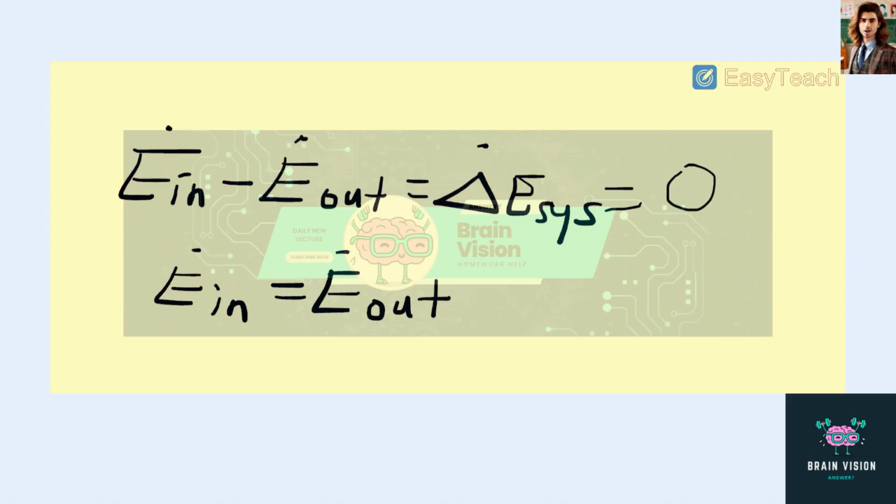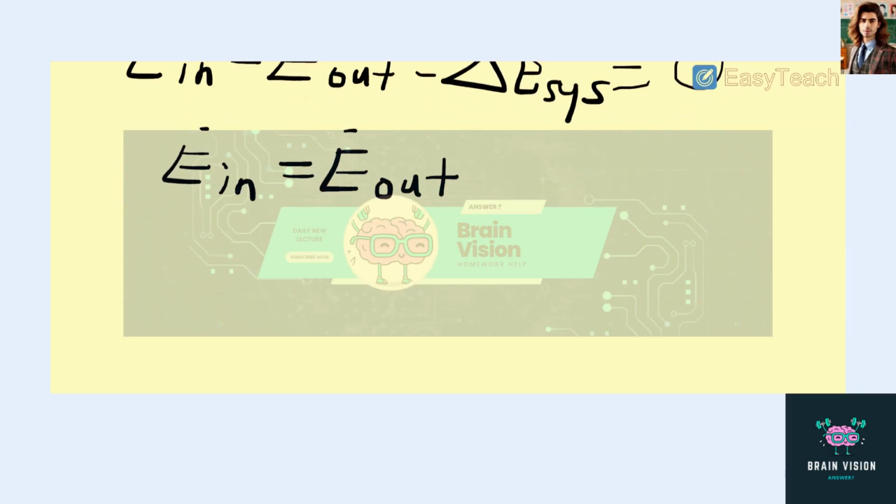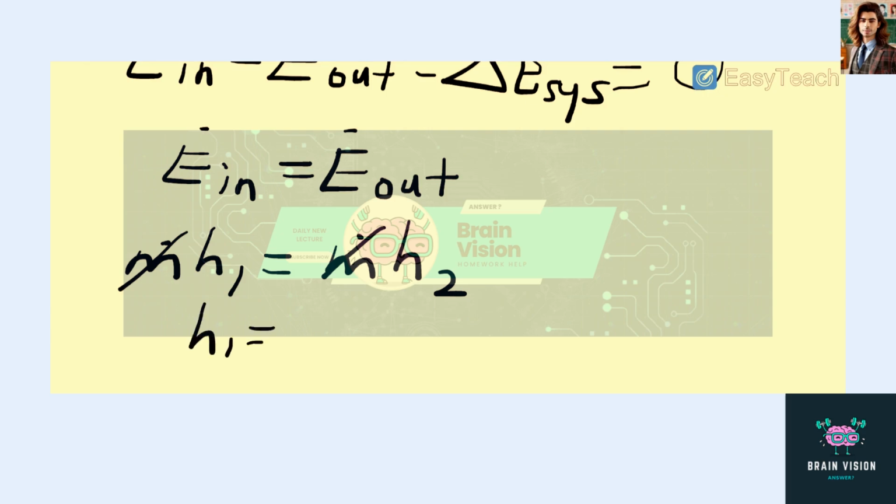We can go ahead and expand upon these terms, and this is simply going to be m dot h1 is going to be equal to m dot h2. Therefore, m dots are equal, so h1 is equal to h2. So we know that the incoming enthalpy is the same as the exiting enthalpy.